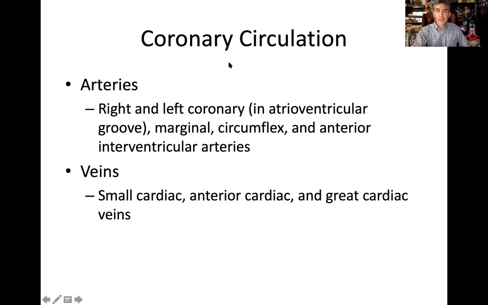So coronary circulation, we have these major arteries: right and left coronary arteries, the marginal artery, circumflex artery, anterior intraventricular arteries. We have these important veins: small cardiac, anterior cardiac, and great cardiac veins. So just by trying to analyze the names, I hope you can guess where they're going to be found on the heart.